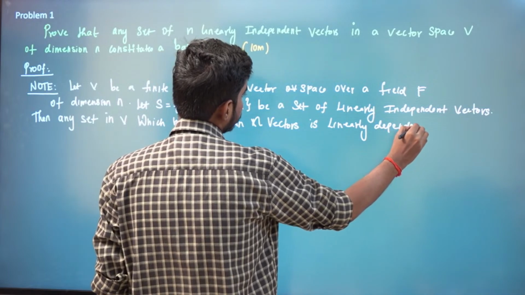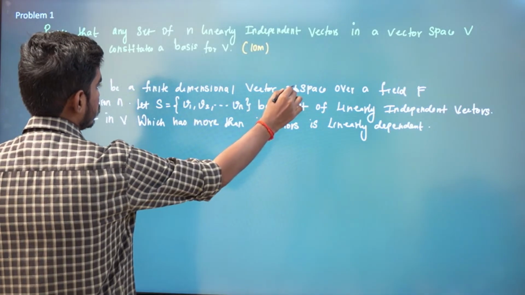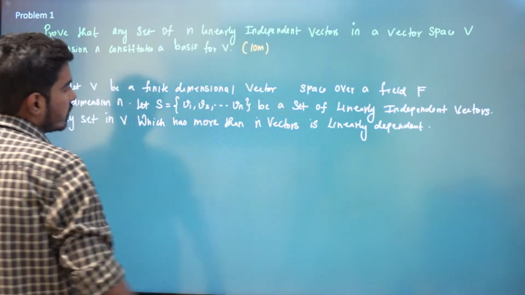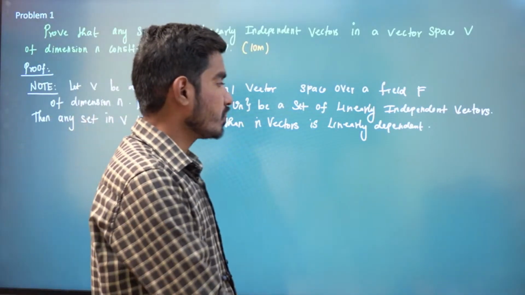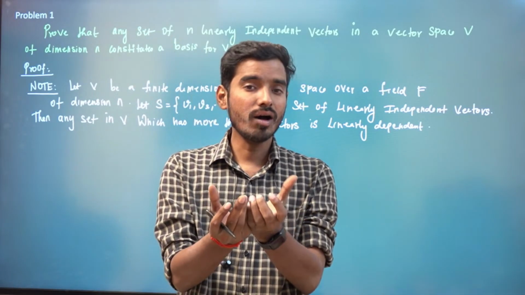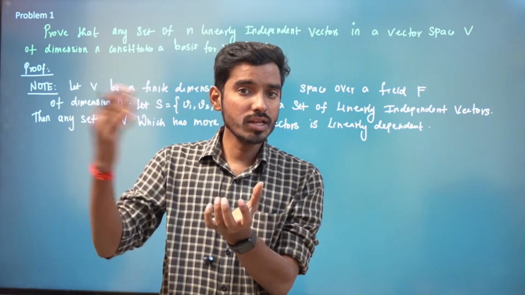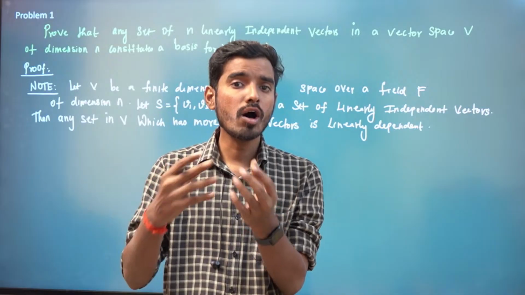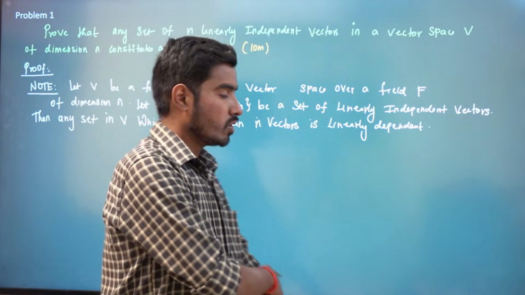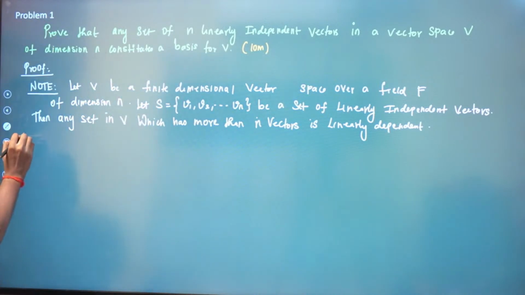If you know all the basics, then this note is very easy to understand, right? Any set with more than n vectors is linearly dependent. See, already we have n linearly independent vectors for a vector space of dimension n. Suppose your set has more than n vectors, then among those vectors some have to be linearly dependent. Yes or no? Yes. So make a note of this. So we will prove this theorem now.